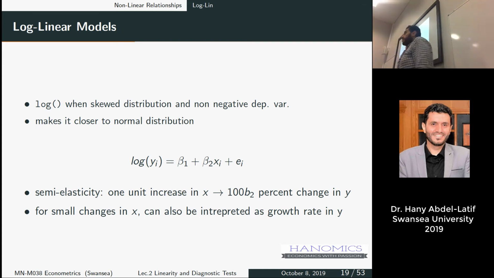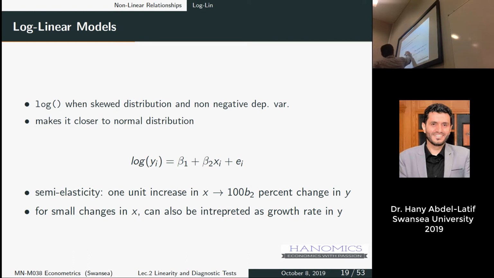So the first thing you can think of here, something very common in the literature, is the log-linear model, where you have the dependent variable not in level, it's actually in log form. That's usually the case when you want to make your dependent variable closer to a normal distribution, another desirable property that we wish to have. So here we have the log of y rather than y, the log of the dependent variable, but x is not in log, it's just x.